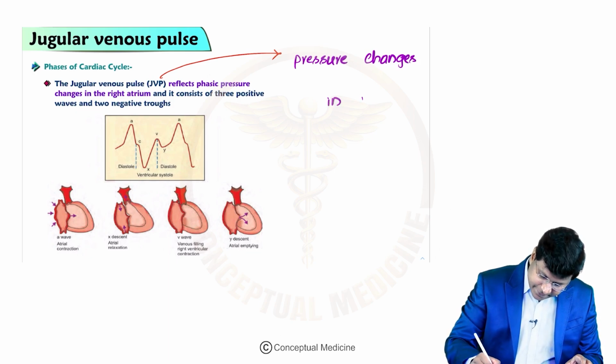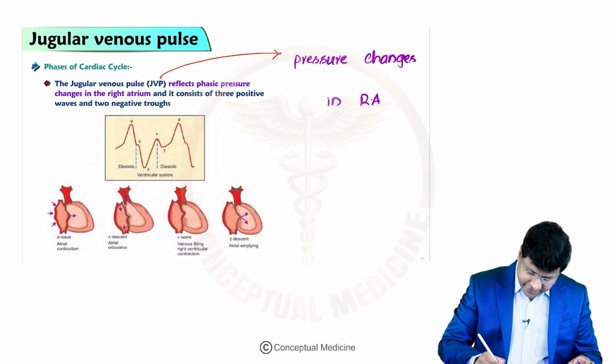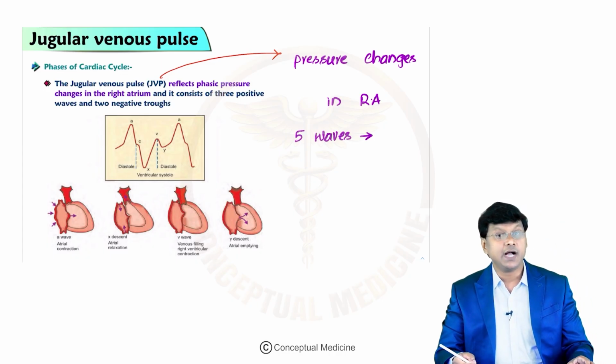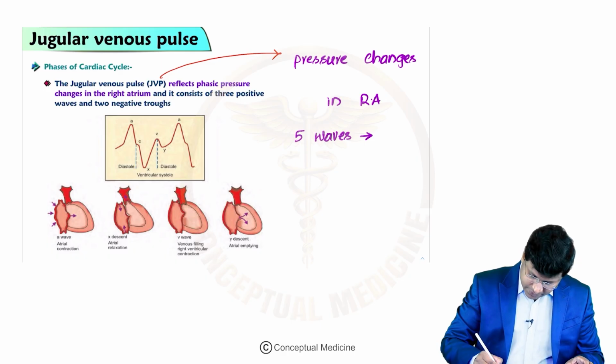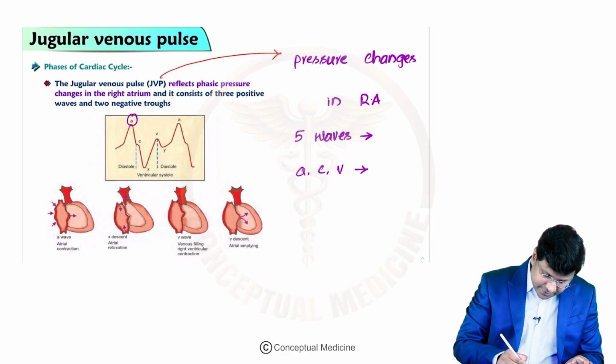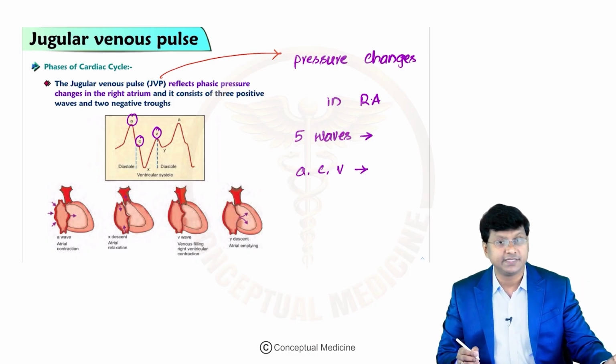It reflects the pressure changes within the right atrium. And there are totally 5 waves, out of which you take A, C and V. They are considered as the positive waves. You see this A, C and as well as V. These are considered to be the positive waves.